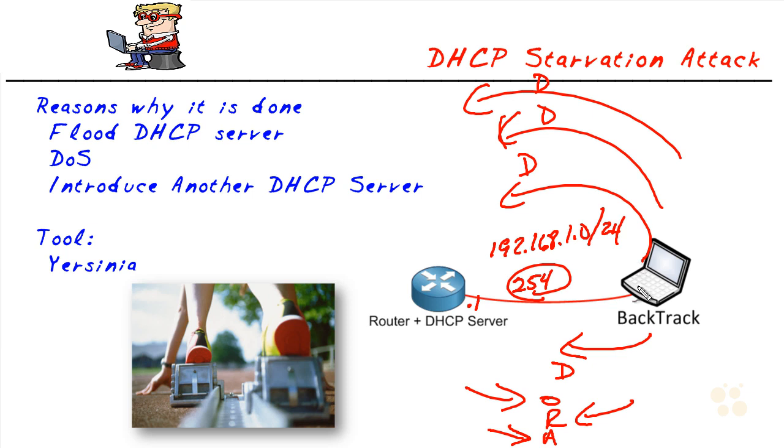So we use source MAC addresses that are all unique for all these DHCP discovers. The router's handing them out like crazy. Once he's completely out, we can then do several other things. We could have this guy be a DHCP server, and then we could do our man-in-the-middle attack based on that. The goal of this video is to simply implement the actual DHCP starvation, and we're going to use an amazing tool called Yersinia inside of Backtrack.